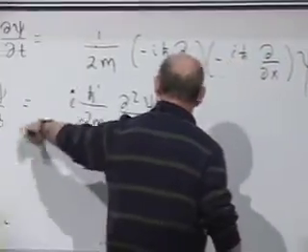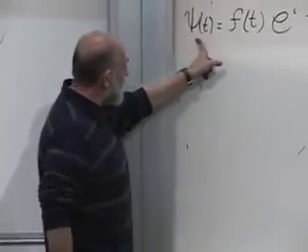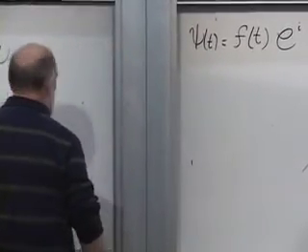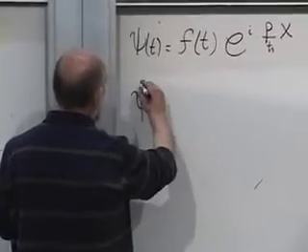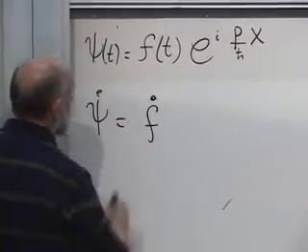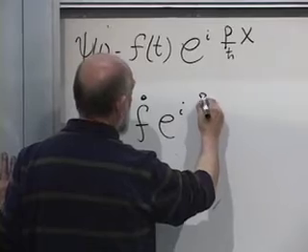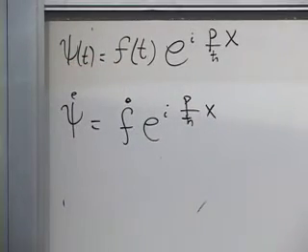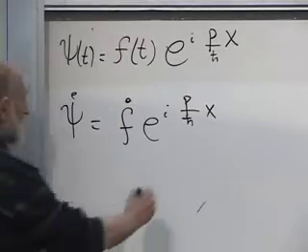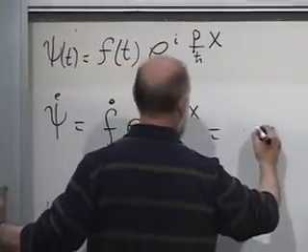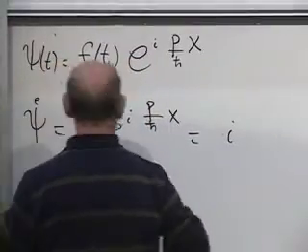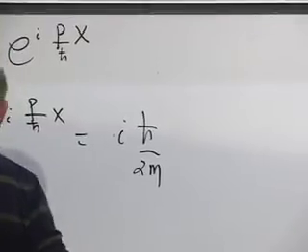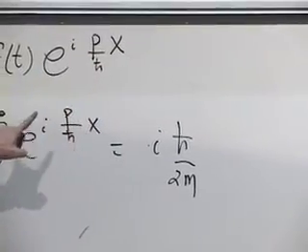Okay, so let's calculate d psi by dt. When I differentiate with respect to time, only f gets differentiated. So psi dot is equal to f dot times e to the I p over h bar x. That's the left side of the Schrodinger equation. Now let's take the right side. That's equal to I h bar over 2m, and now the second derivative of psi with respect to x squared.